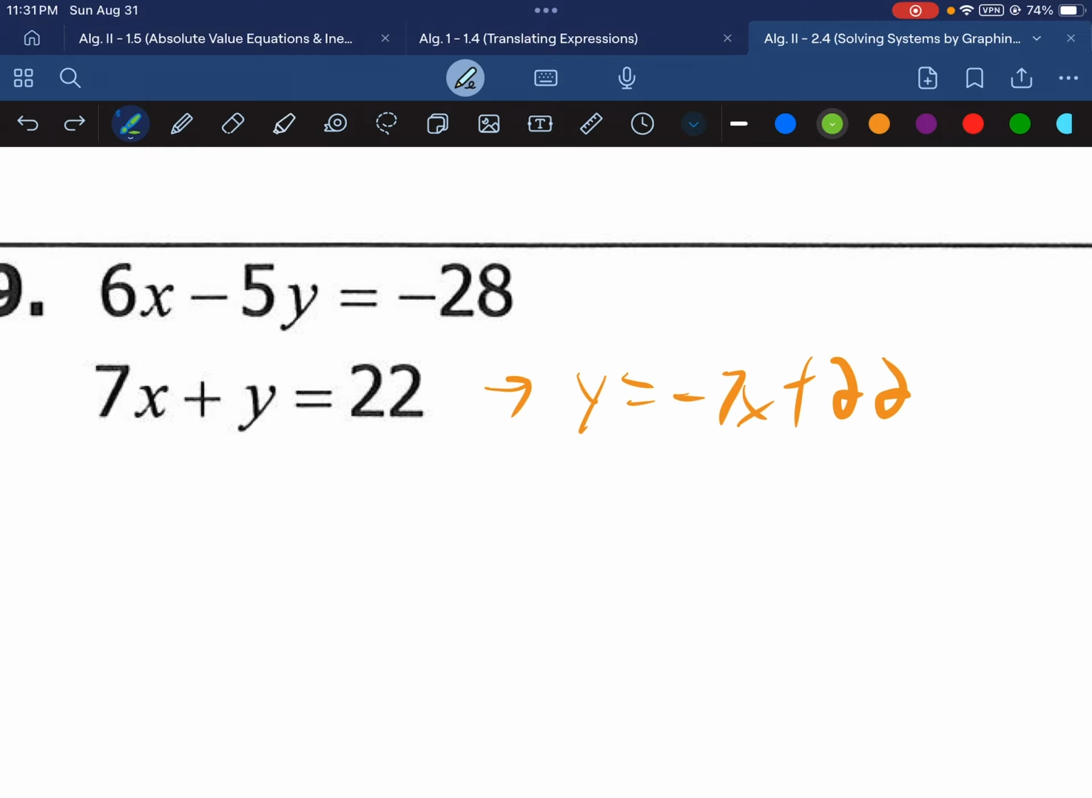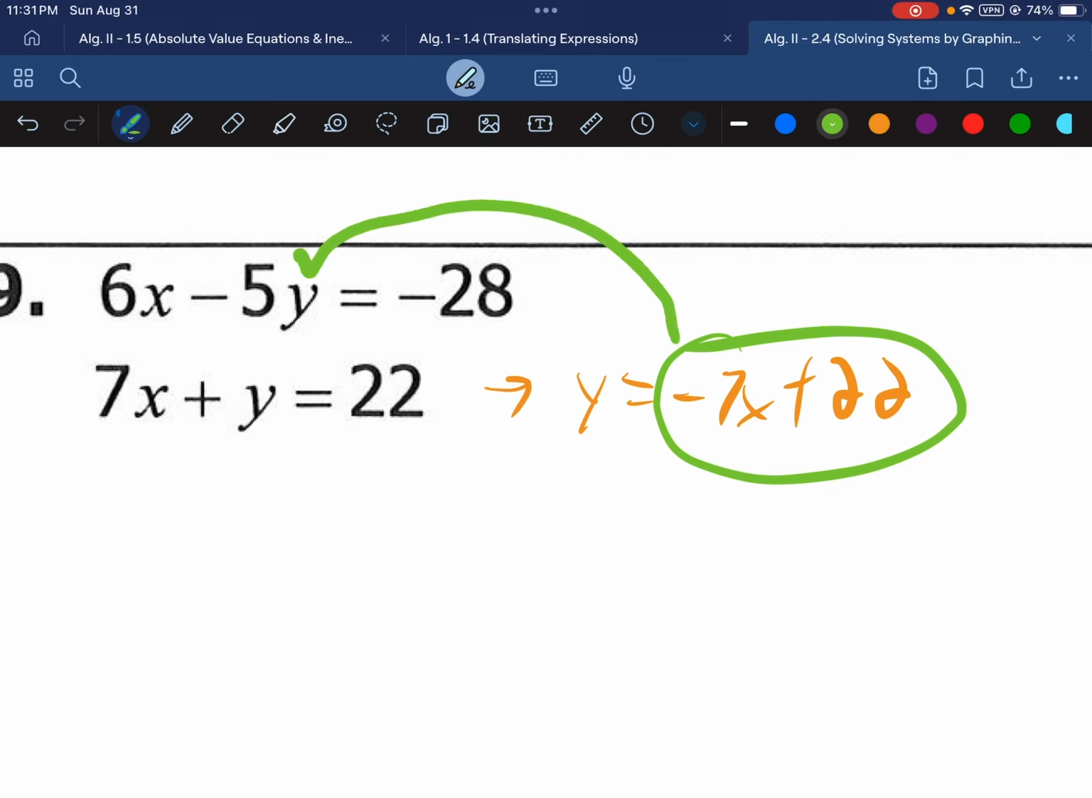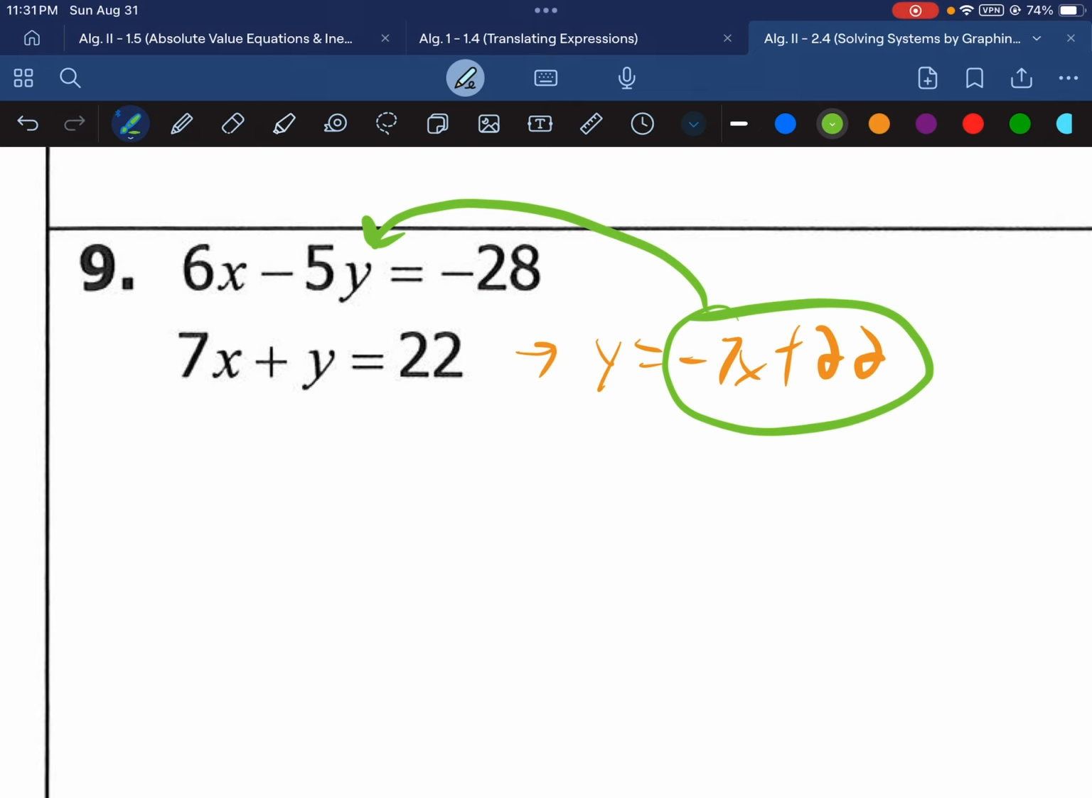So now that we have the equation with y by itself, I'm going to go and put what y equals into the other equation. Once again, I can't plug it into the same equation that I just solved for. I have to put it into the other equation for y. And so everything else is going to stay the same. It's going to be 6x minus 5 times y. But now y is different. It's negative 7x plus 22. And I put it in parentheses here because I have to distribute.